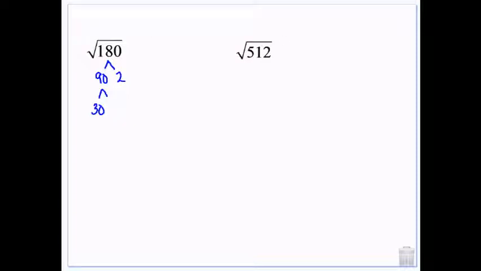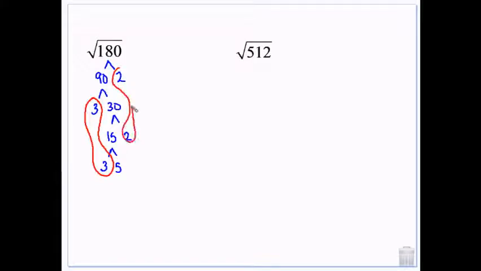Actually, you know what? I'm going to write that the other way. And 30 is? 15 and 2. Or 10 and 3. And 15 is? 7.5 times 2. Oh, 3. 3 times 5. No decimals. All right, here I have a pair of 3s. And here I have a pair of 2s.